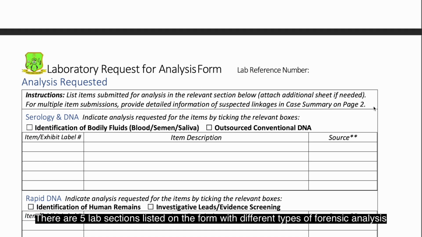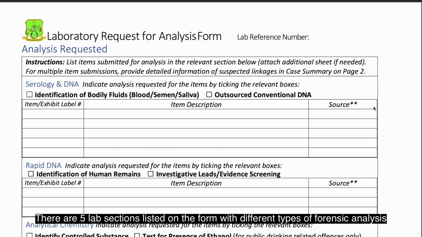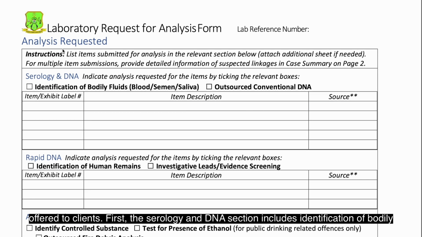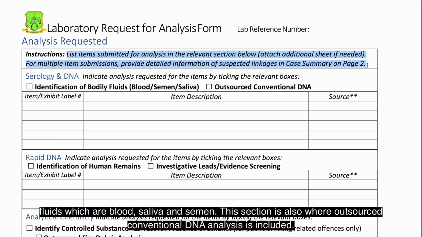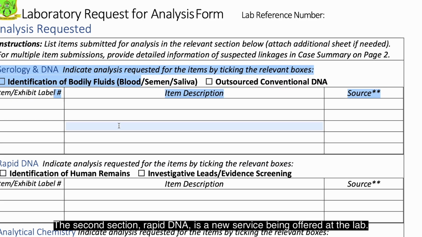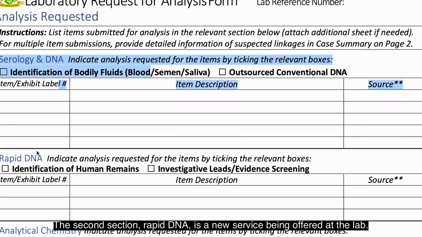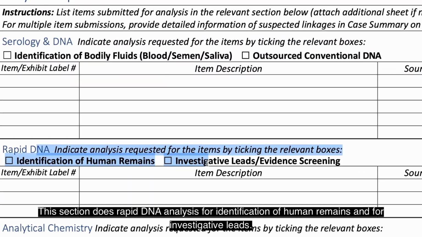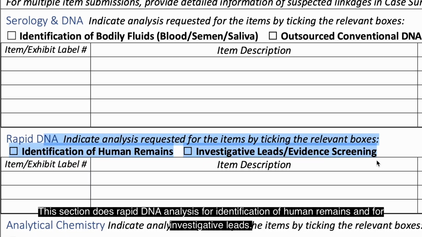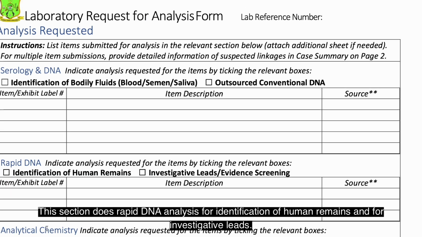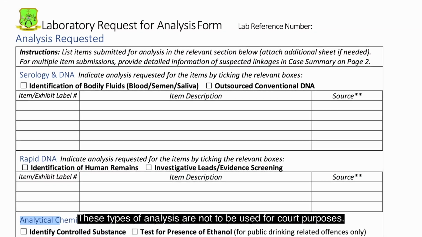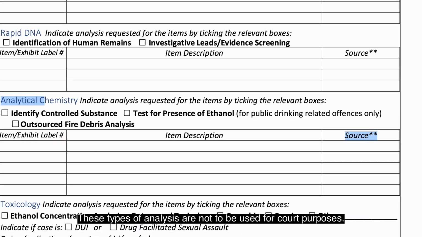There are 5 lab sections listed on the form with different types of forensic analysis offered to clients. First, the serology and DNA section includes identification of bodily fluids, which are blood, saliva, and semen. This section is also where outsourced conventional DNA analysis is included. The second section, Rapid DNA, is a new service being offered at the lab. This section does rapid DNA analysis for identification of human remains and for investigative leads. These types of analysis are not to be used for court purposes.